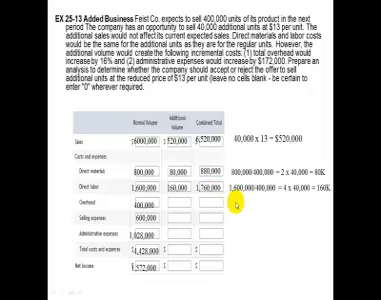Next, we have overhead. Overhead would increase by 16%. So 16% of the current overhead of $400,000 would be $64,000, which we add to the current overhead figure to bring our total overhead with the new units to $464,000.